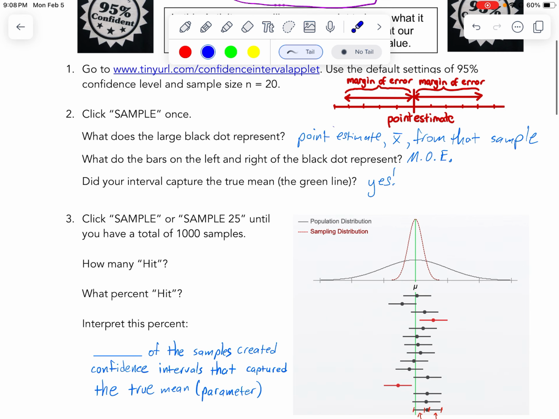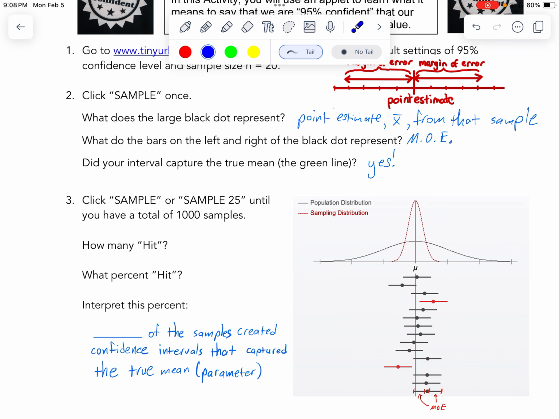Now, I do want you to notice something. If you keep hitting sample over and over, the black dots are moving, right? But what's not changing is the margin of error. And this does connect to what we learned yesterday, because the margin of error is based on two standard deviations, because we're doing the 95% rule. And standard deviation is sigma divided by the square root of n.